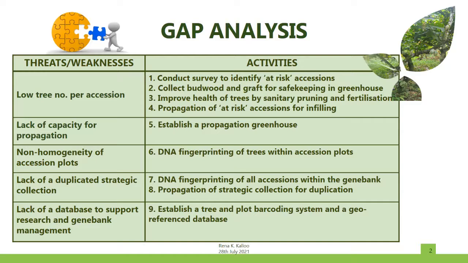The third area was the non-homogeneity of the accession plots. Within accession plots, there is a percentage of mislabeled trees, some as high as 25%. So in order to have completely homogeneous accession plots, we set out to DNA fingerprint the trees within each plot.